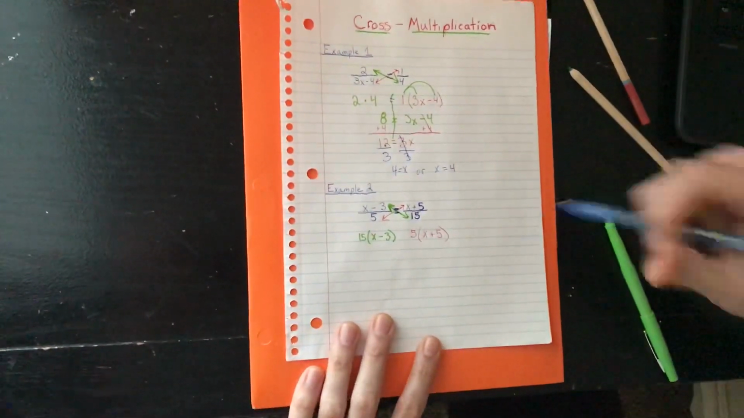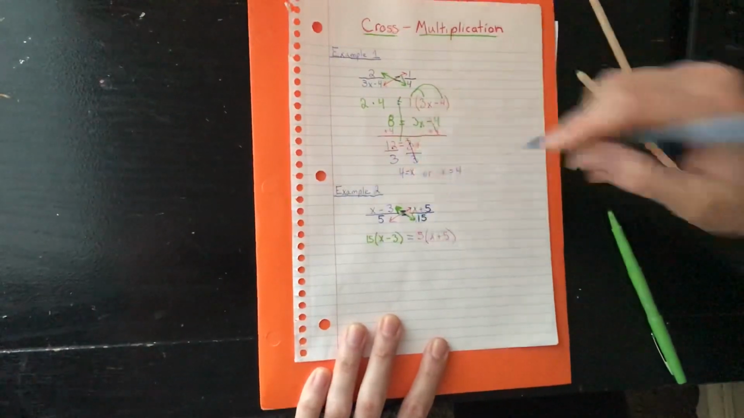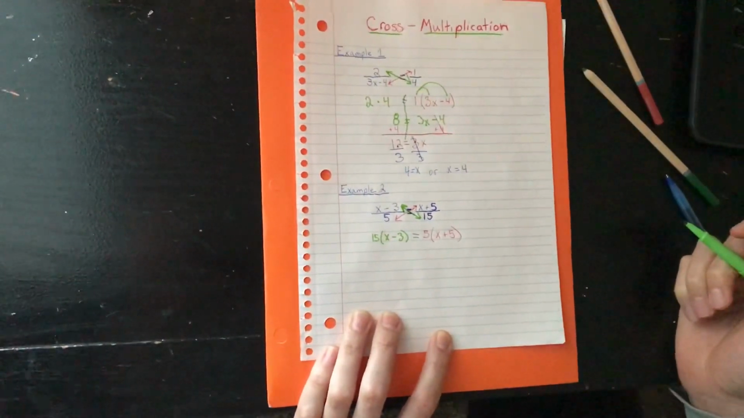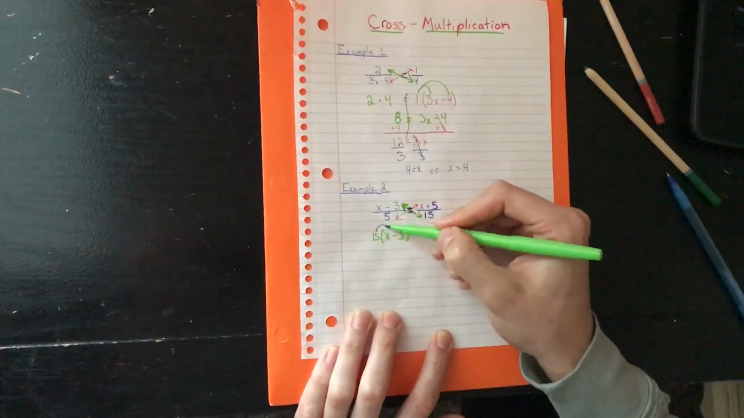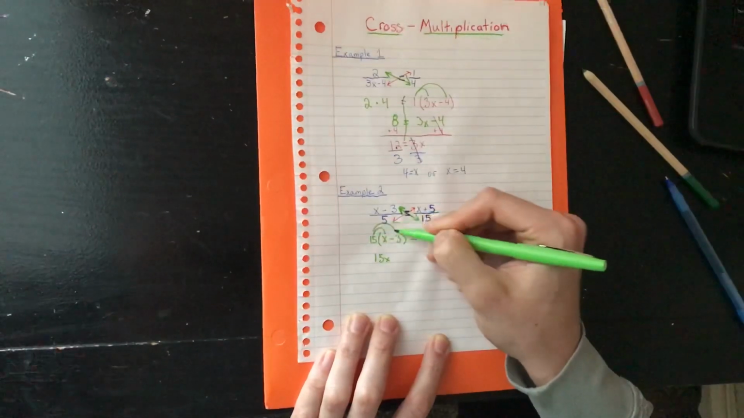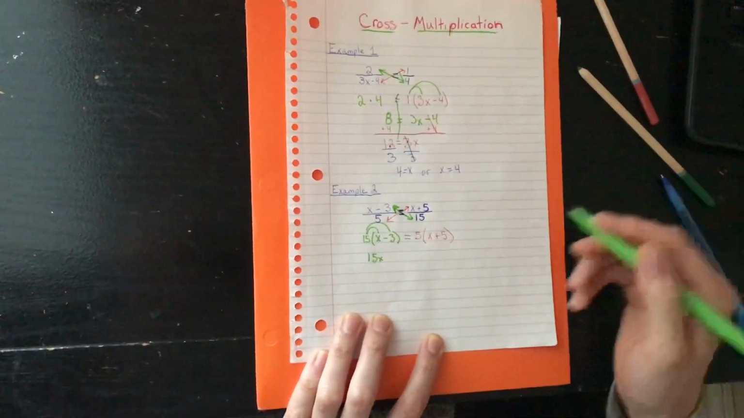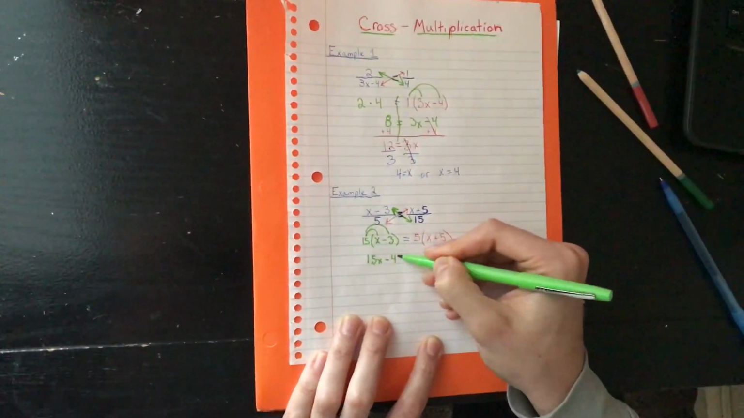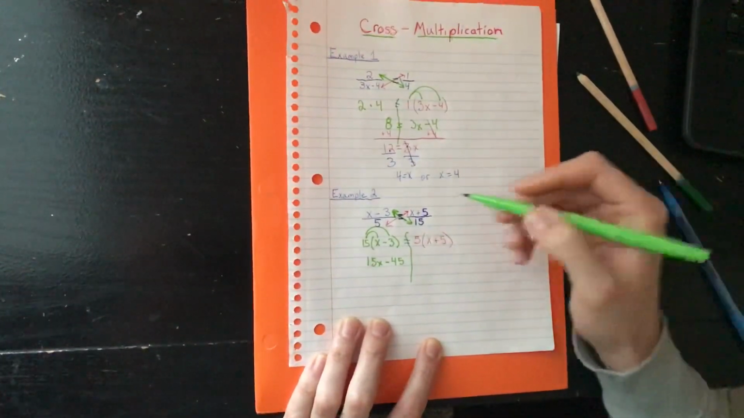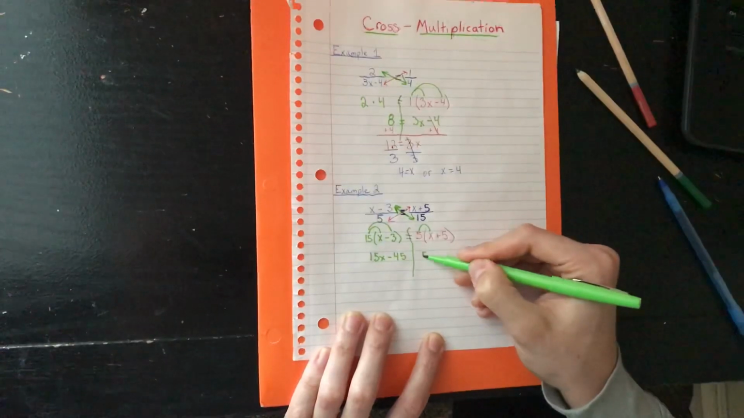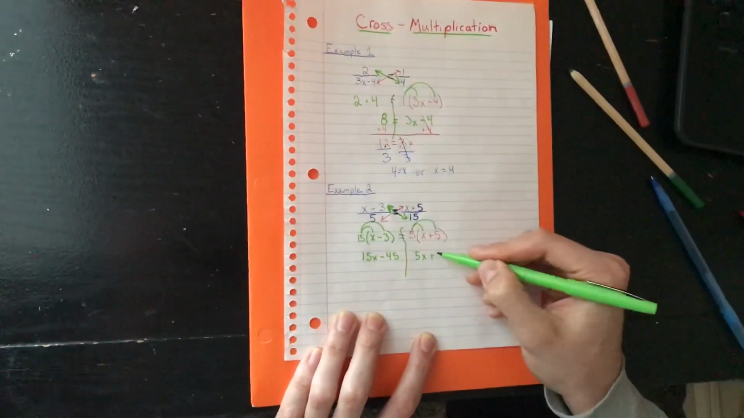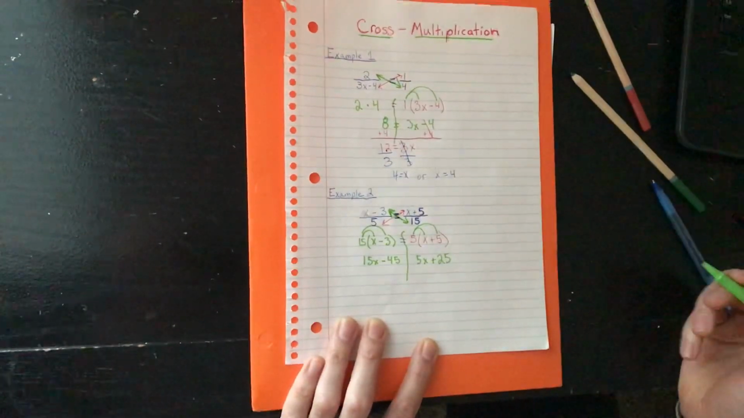So now I have another multi-step equation where I remember the first step. I need to get rid of my parentheses by distributing. So I'm going to do 15 multiplied by x, which gives me 15x. 15 multiplied by negative 3 is going to give me negative 45. And then I'm going to distribute on the right side. 5 multiplied by x is going to give me 5x. And 5 multiplied by 5 is going to give me 25.